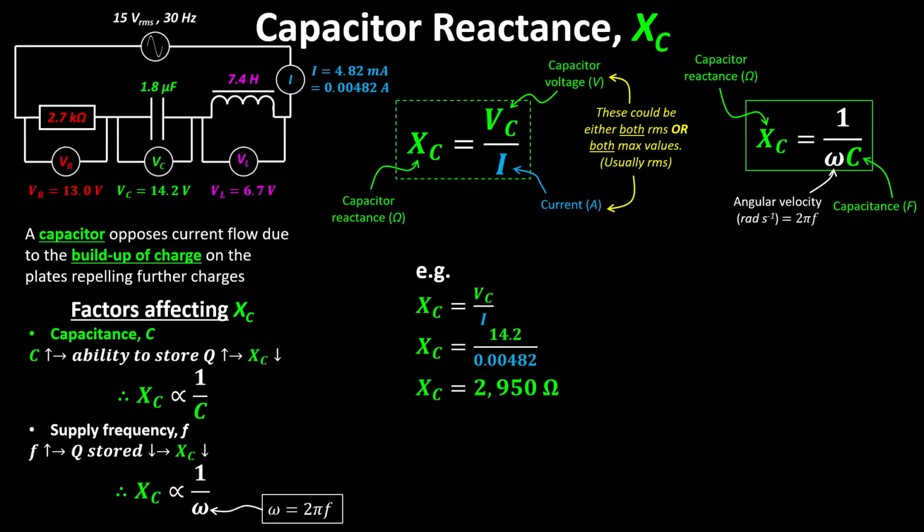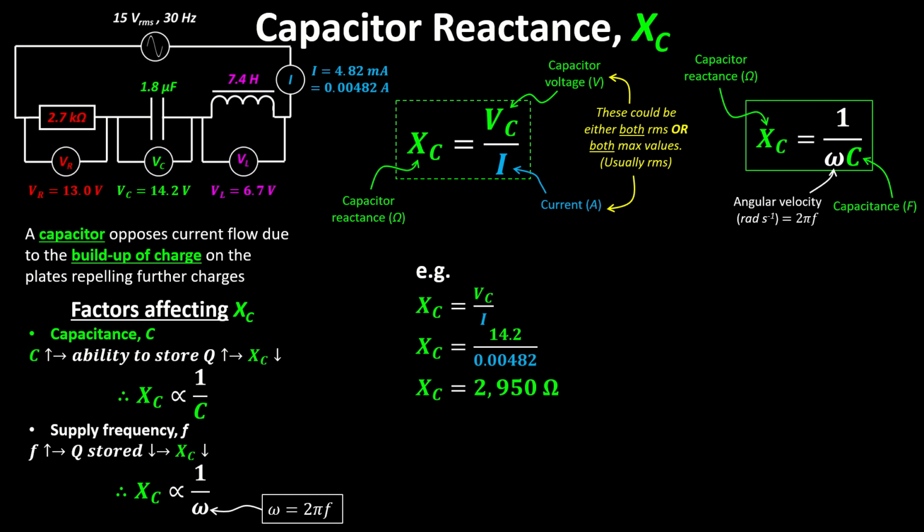Notice I put the capacitor reactance V over I formula in a dotted line. That means you don't actually get that formula exactly in the exam. You get a more general version of it, but you do get the one that's in a solid box.